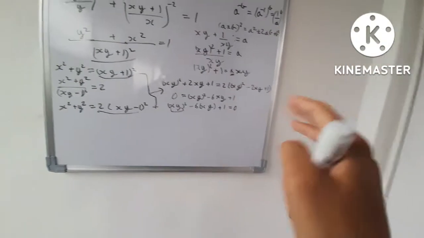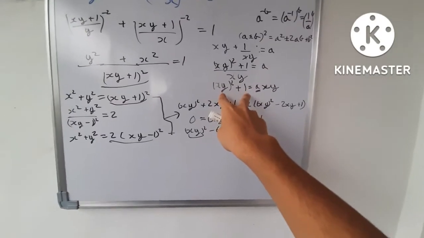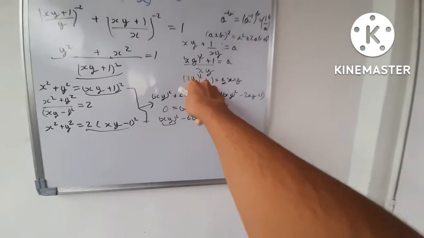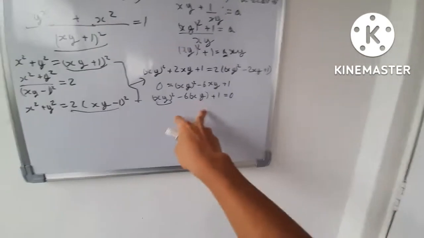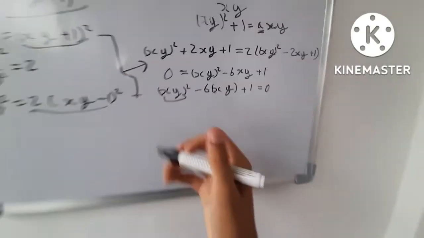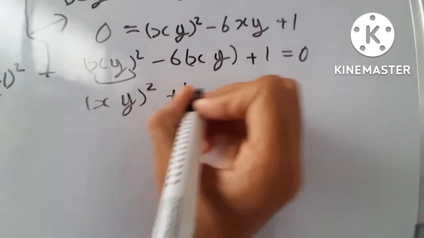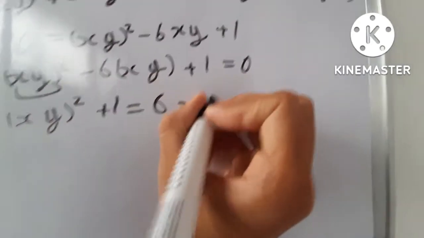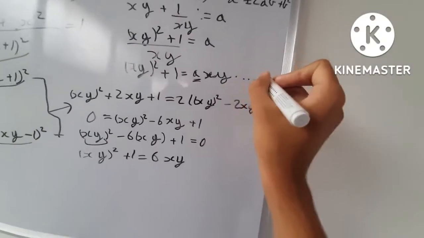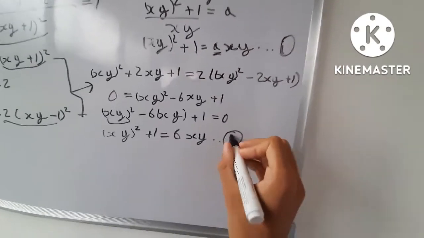But notice that this is actually pretty cool. This has become a lot cooler. So xy, the whole thing squared, plus 1, is visible here. You can move this to this side. This is elegant. xy, the whole thing squared plus 1 is equal to 6xy. Oh my goodness, this is very elegant. Let's call this equation 1. Let's call this equation 2.